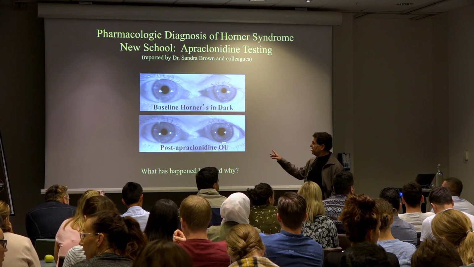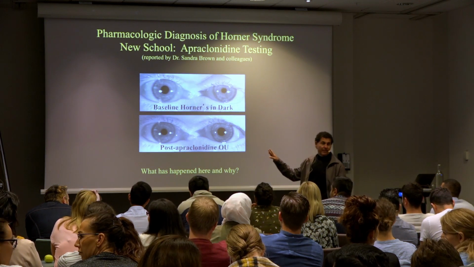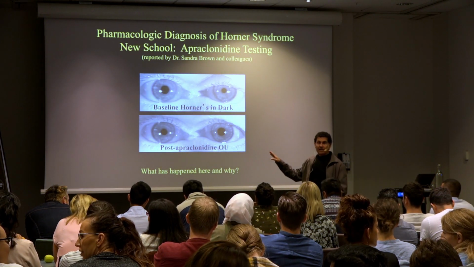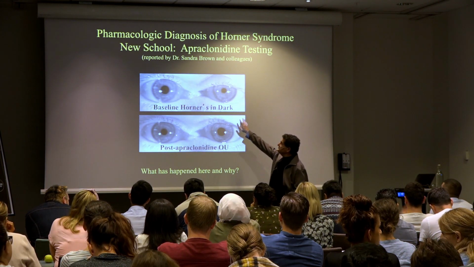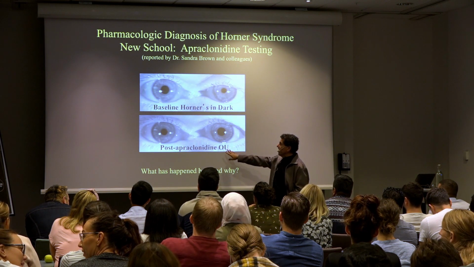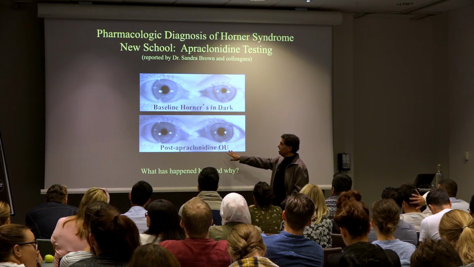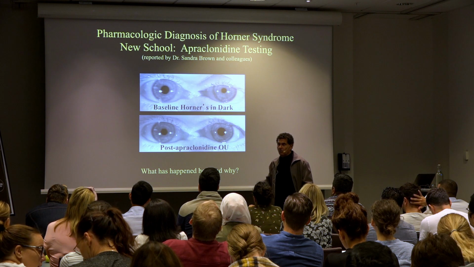Because most of you may be now using iopidine or apraclonidine. So here's a patient with Horners in the darkness before, and here's after apraclonidine is given to both eyes. What do you observe there?